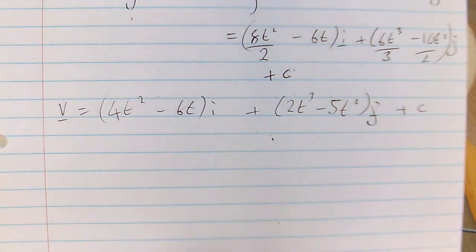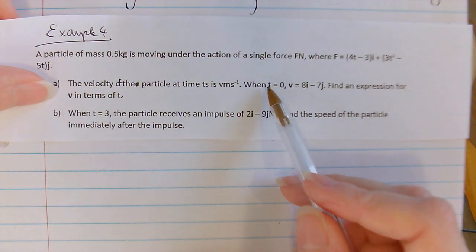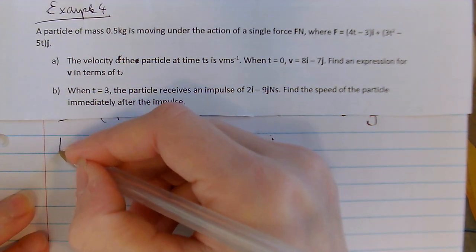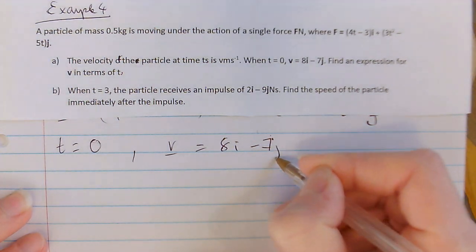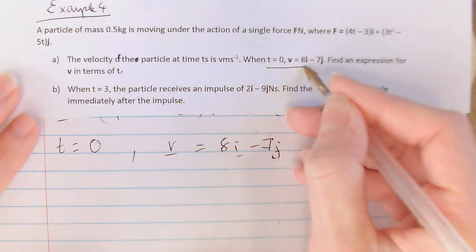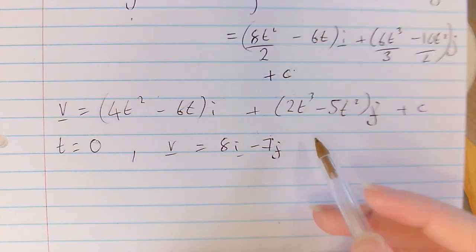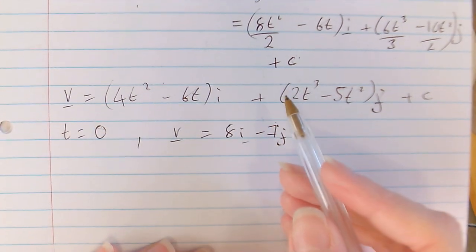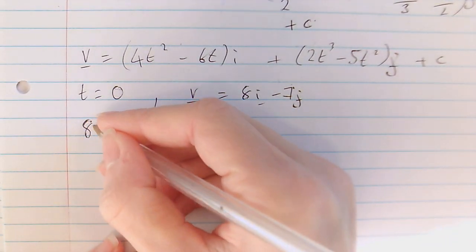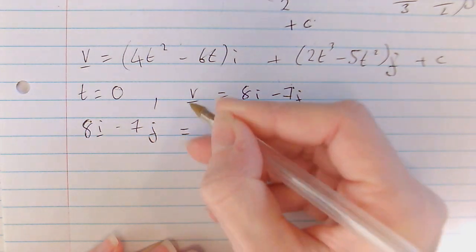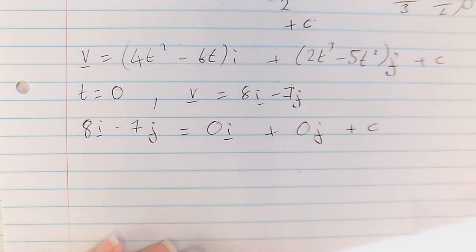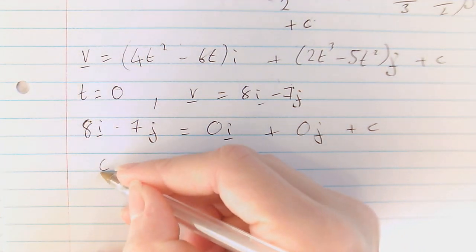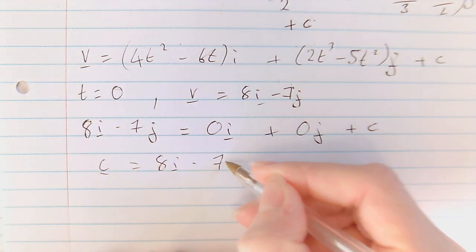So now we need to find that plus c. If I go back to the question, remember to find plus c, you need to know when t is 0. So when t is 0, v equals 8i minus 7j from the question here. I can put this information into here to find c. So I get 8i minus 7j equals 0i plus 0j plus c. So I end up with c is 8i minus 7j.